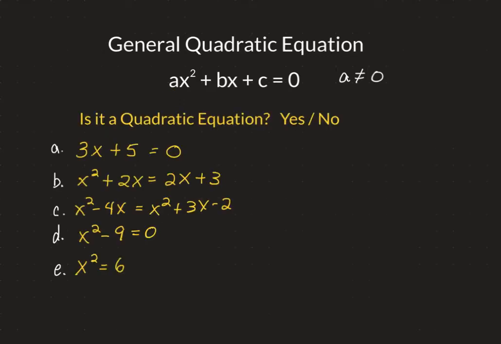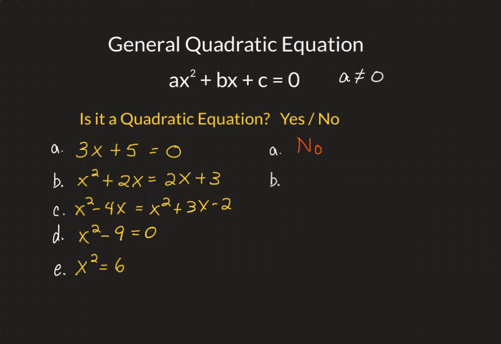Here are some equations. They all have equal signs. So yes, they are all equations. So I ask you, which of these is a quadratic equation? There may be more than one. Is a a quadratic equation? No. There is no x squared term. It is not a quadratic equation. It is actually a vertical line.